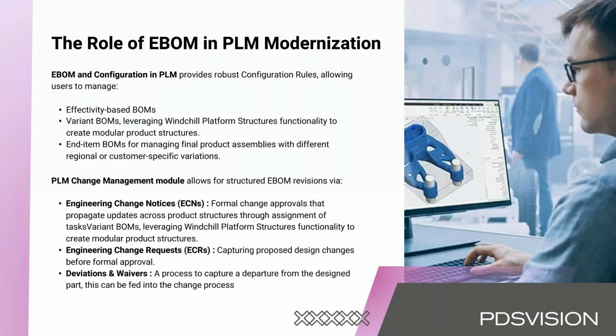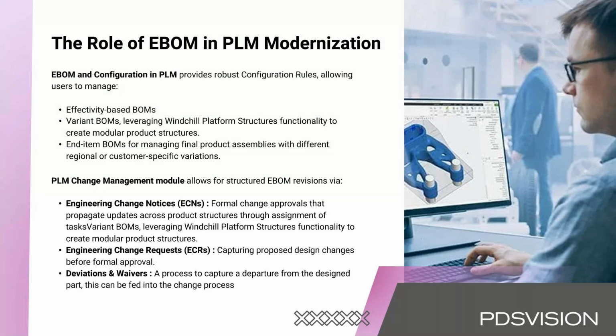So EBOM and change management, ECNs, ECRs. Windchill's change management module allows for structured EBOM revisions via ECNs, which is the formal change approvals that propagate updates across product structures, ECRs, or engineering change requests, which capture the proposed design changes before formal approval, and then we have deviations and waivers, which is a process to capture a departure from the design part, and this can be fed into the change process.